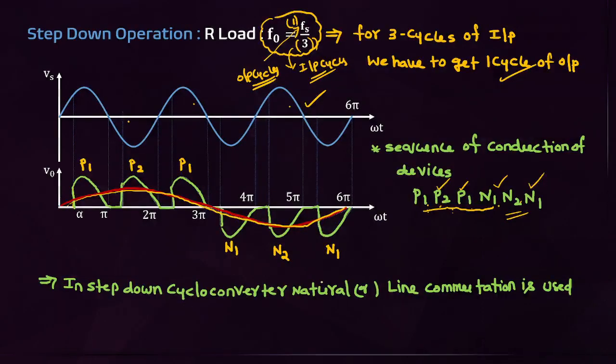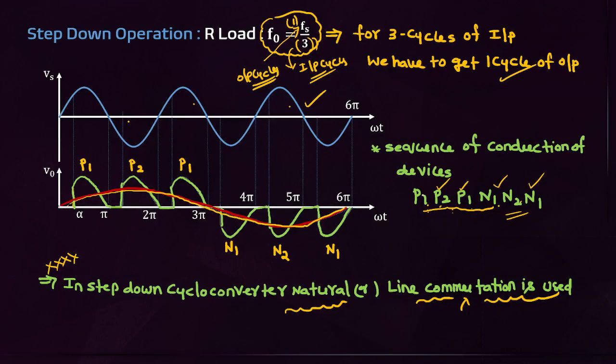In a step down cycloconverter, before that, this point you remember: what type of commutation do we have to use? This is important. Natural commutation or line commutation. No need to use forced commutation here. In a step down cycloconverter, which commutation do we have to use?